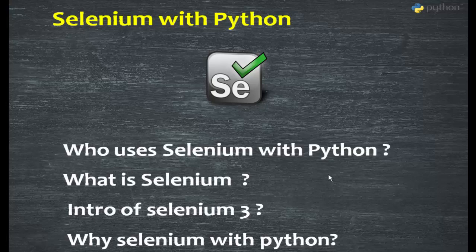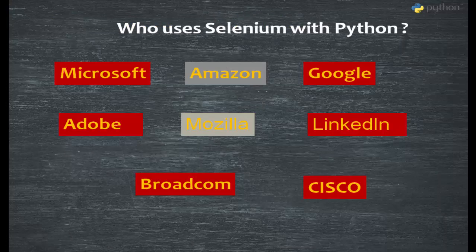First question is, who uses Selenium with Python? Which companies use Selenium with Python? First is a well-known company, Microsoft. Amazon, Google, Adobe, Mozilla, LinkedIn, Broadcom, Cisco, and many more companies are using Selenium with Python.